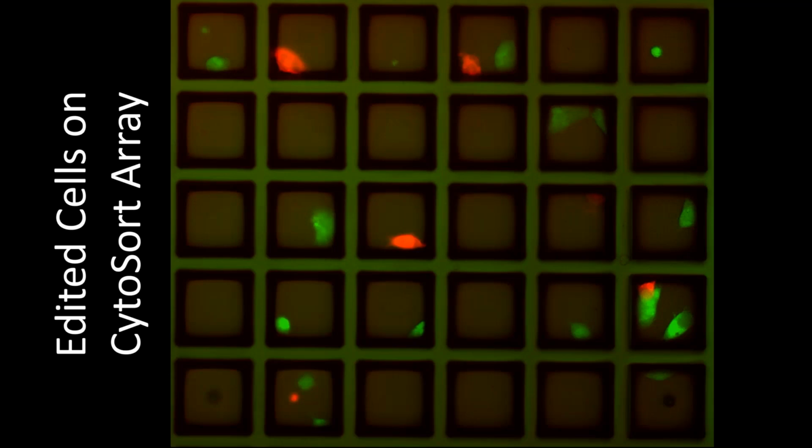So here's what it actually looks like. If you plate these cells that have been edited onto the CytoSort array, each raft is 100 by 100 microns. You can see the rafts here. I've adjusted the contrast so that you can really see the rafts, but normally you would only see the cells. But you can see many examples of nice green cells on a single raft or a red cell on a raft, and lots of other things as you scan through this plate. This plate would have had 40,000 rafts, so there are many, many examples of cells here that we can pick.